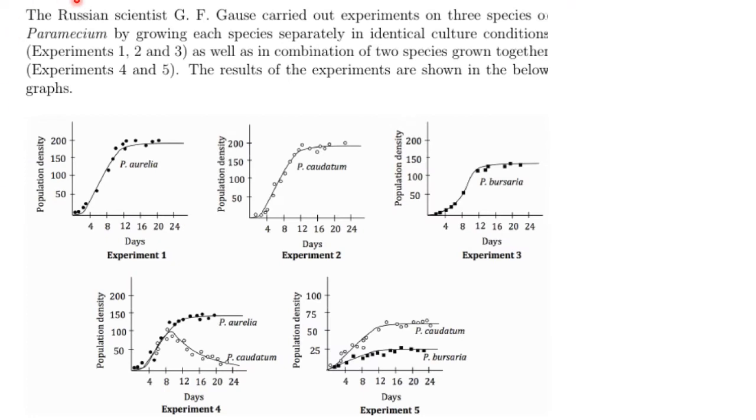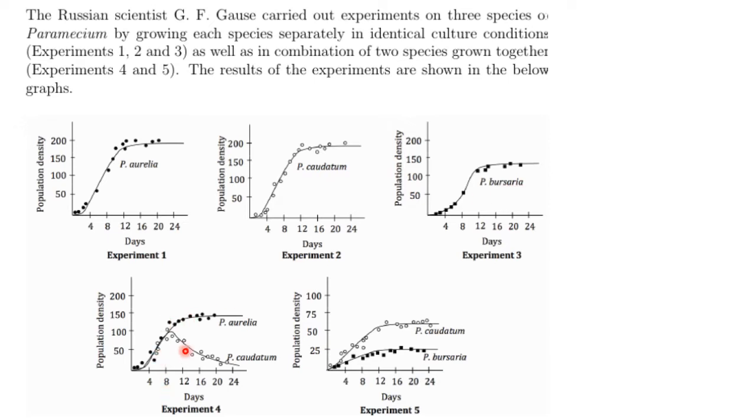Then the Russian scientist G.F. Gause carried out experiments on 3 species of Paramecium by growing each species separately in identical culture conditions, experiments 1, 2 and 3, as well as in combination of 2 species grown together, that is experiments 4 and 5. The results of the experiments are shown in the graphs. I couldn't include the options here, so I have given the options in my next slide, but I will explain the graphs over here. What this scientist, G.F. Gause, has done was he has grown three species of Paramecium in identical culture conditions. This is the population density for Paramecium aurelia, this is Paramecium caudatum, and this is Paramecium bursaria.